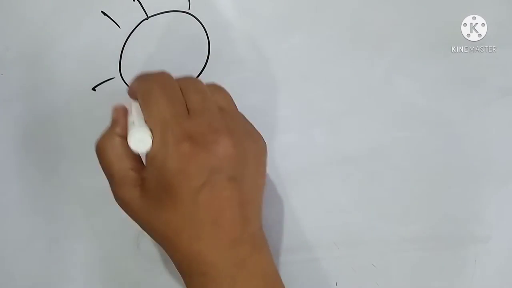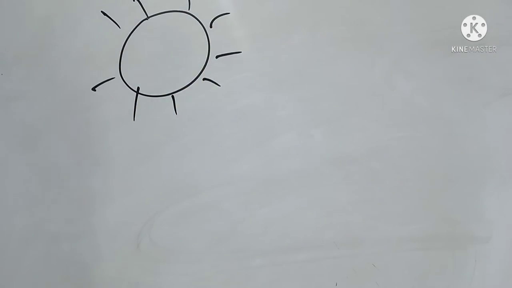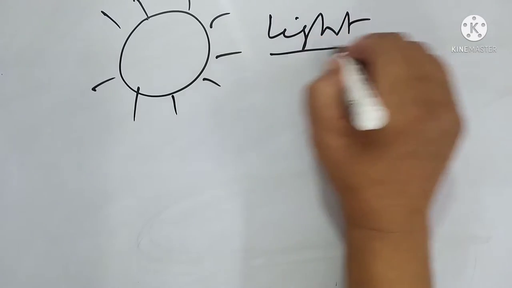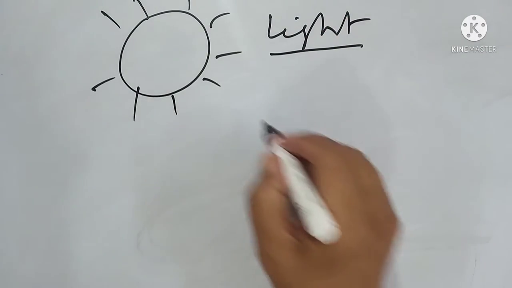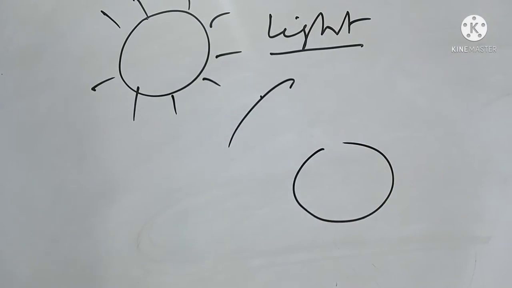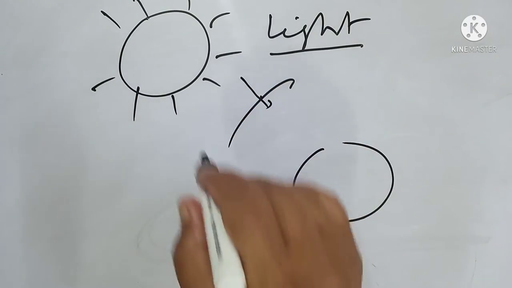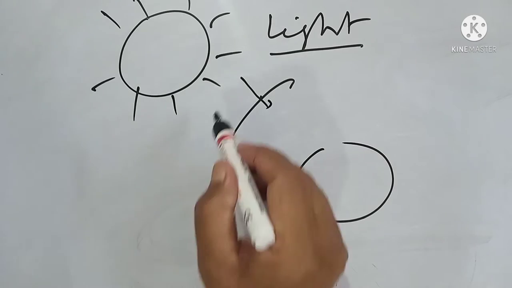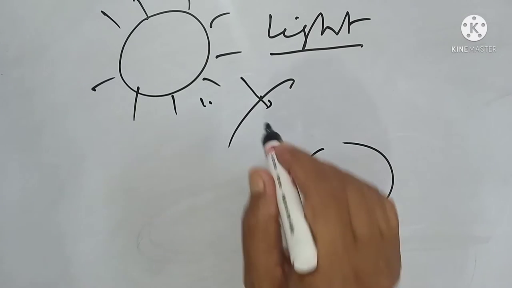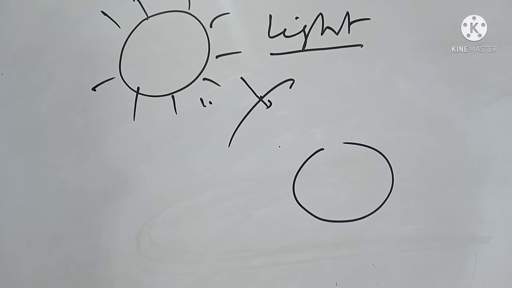The Sun, as we know, is the ultimate source of all kinds of energy, and light is one of them. When this light crosses the Earth's atmosphere at the upper surface, it has to go through vacuum or atmosphere. In vacuum, it always moves straight, but when it strikes and crosses over, it bends.